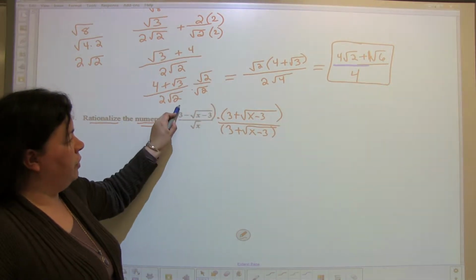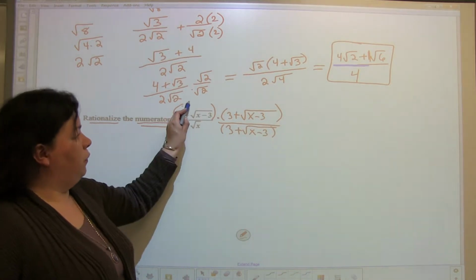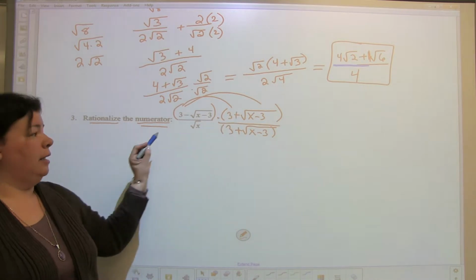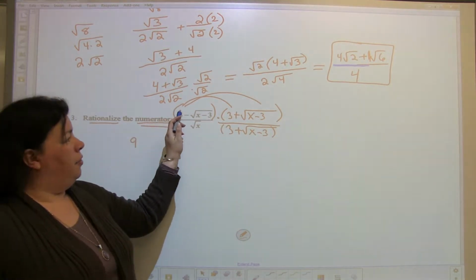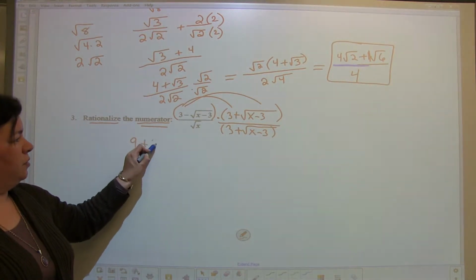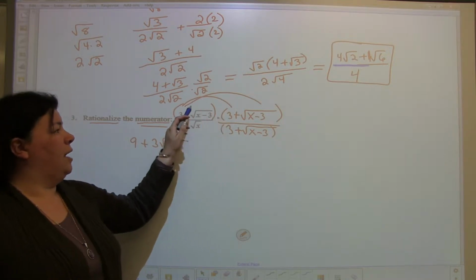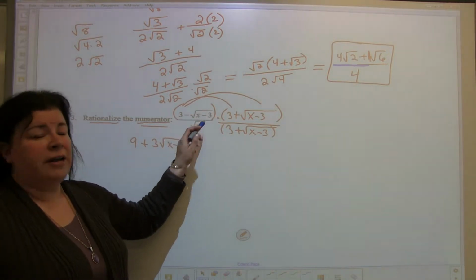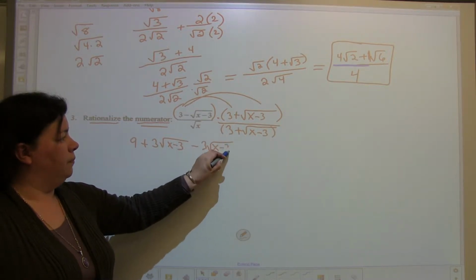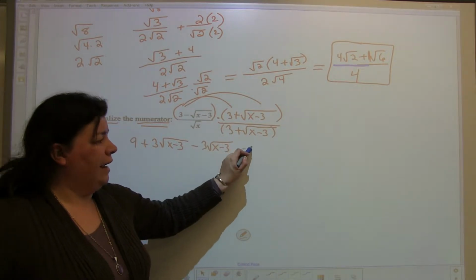So really what we're doing is we're taking this whole quantity times this whole quantity. So if you go ahead and FOIL that out, 3 times 3 is 9. 3 times the square root of x minus 3 is plus 3 root x minus 3. And then 3 times negative square root of x minus 3 is negative 3 square root of x minus 3. And then a negative times a positive, we know we're going to have a negative here.